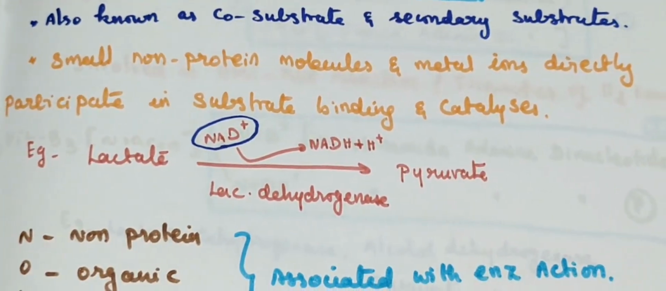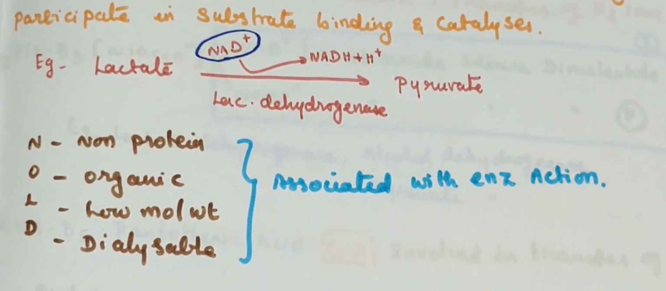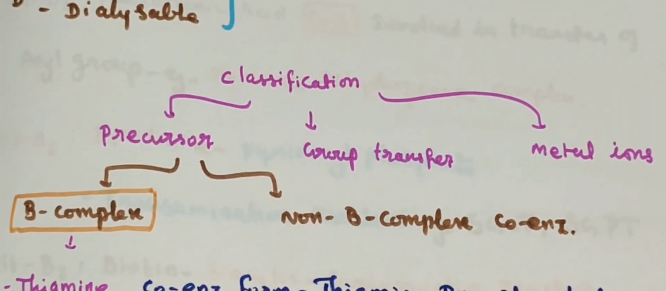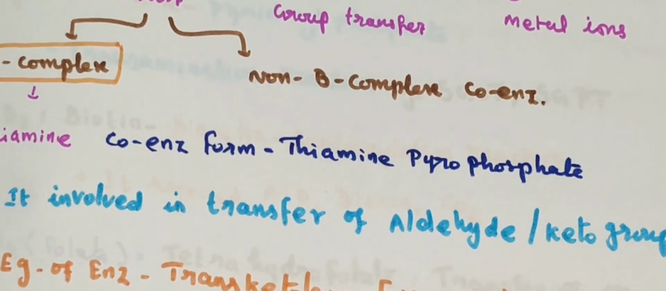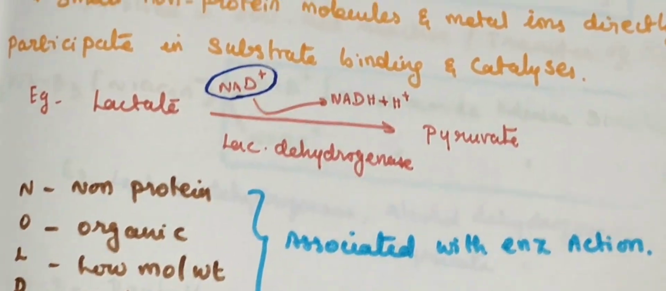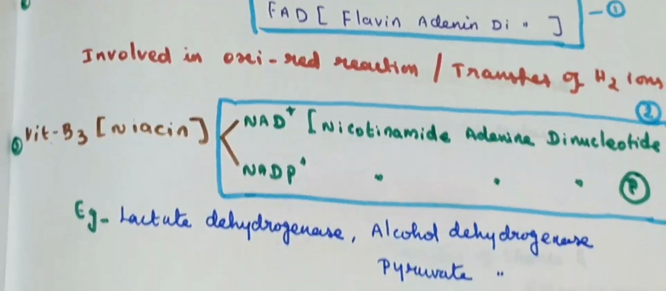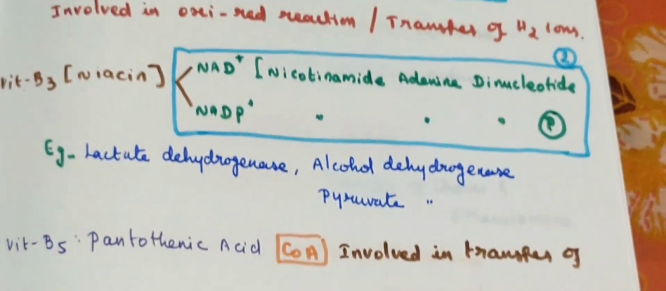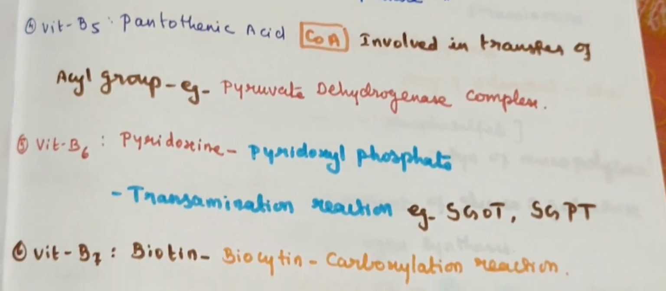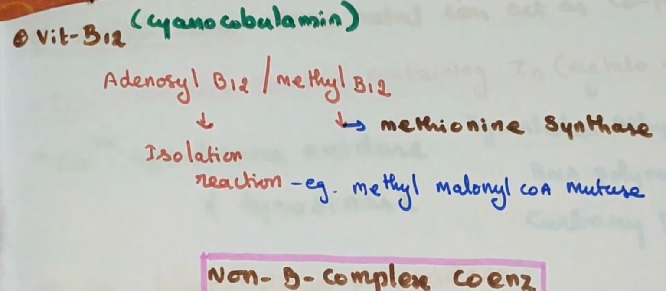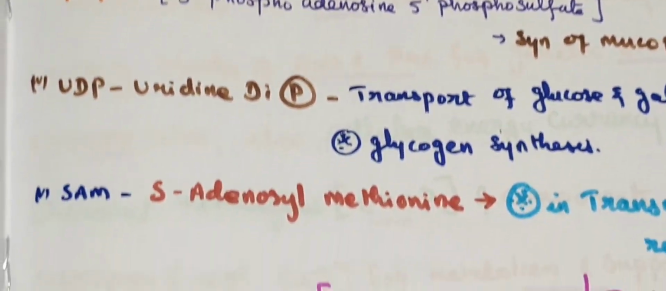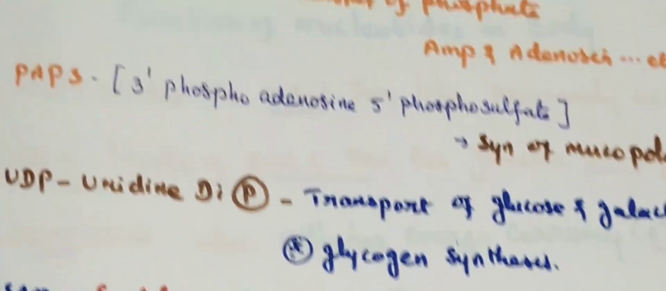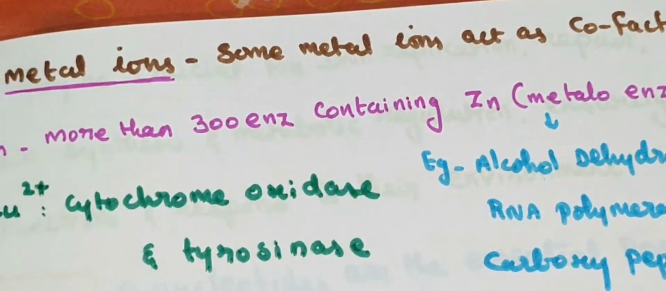So in this video, we discussed what a coenzyme is and its classification. Classification is based on the precursor, the group transfer, and the metal ions. Vitamin B complex includes B1, B2, B3, B5, B6, B9, and vitamin B12. Then non-B complex, 5 things. Then group transfer, 3 components. Last is metal ion discussed.